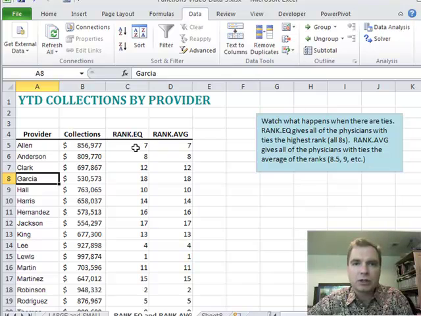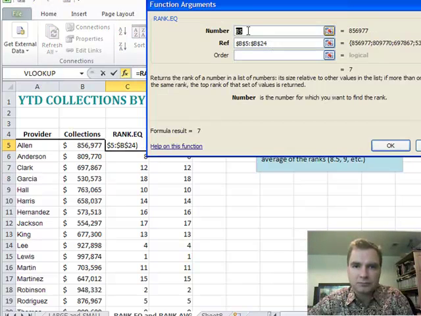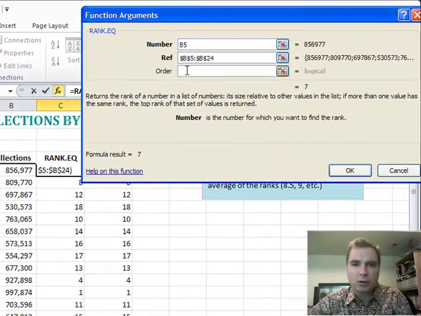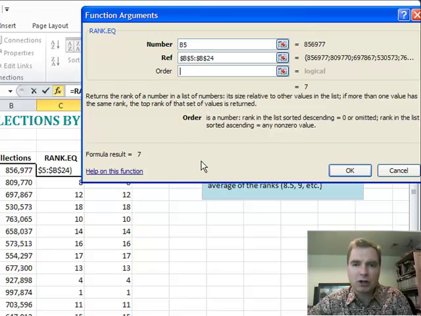There's a clever Excel function we're going to talk about today called RANK. And what RANK will do is pretty straightforward. You just give it the number you're going to rank, so B5, and then the range you're going to rank it against, which is B5 to B24, all the different collections numbers for all my physicians. And then for order, if you leave it blank, it goes from the biggest to the smallest. If you want to go the other way around, you can just put anything besides 0 in there, and it'll sort ascending instead of descending.